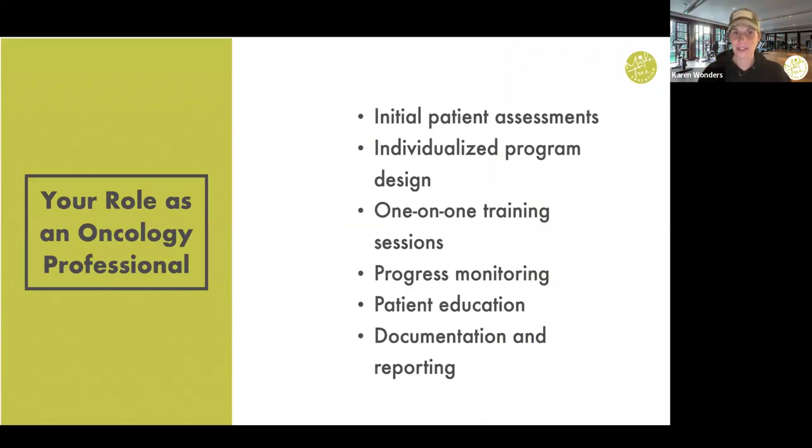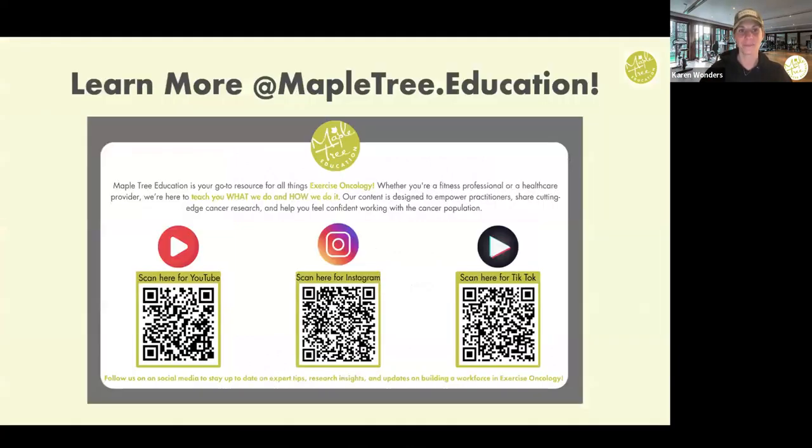Your role as the exercise oncology professional is to perform the patient assessments, to individualize the exercise program, to conduct the one-on-one training, to monitor the patient's progress, to educate them so that you can build their self-efficacy so they continue to exercise after their time with you comes to an end, and to document and report the patient improvements as they go along the way.